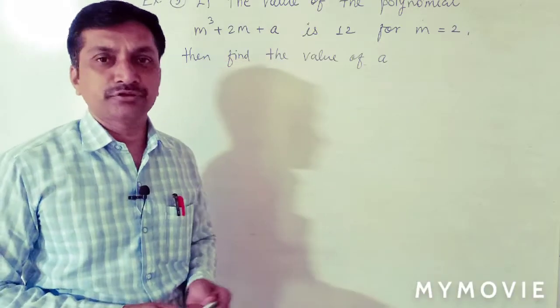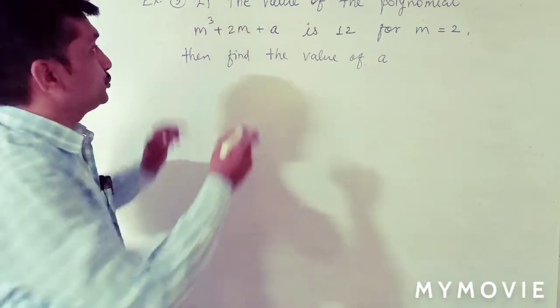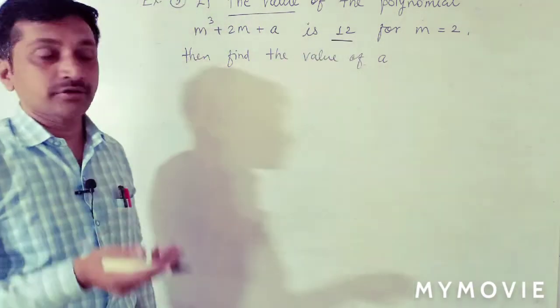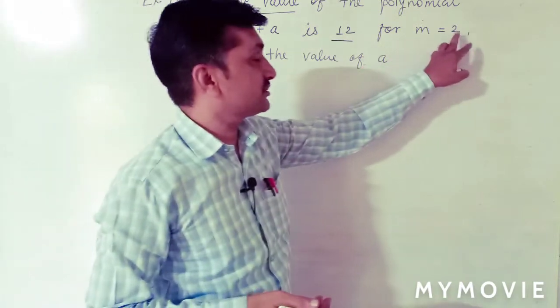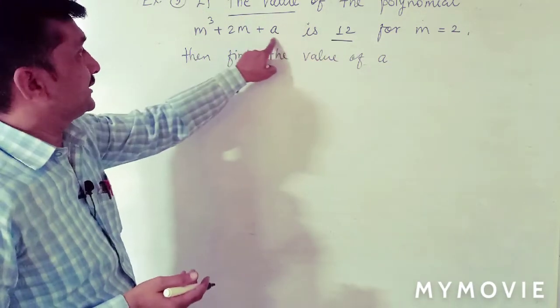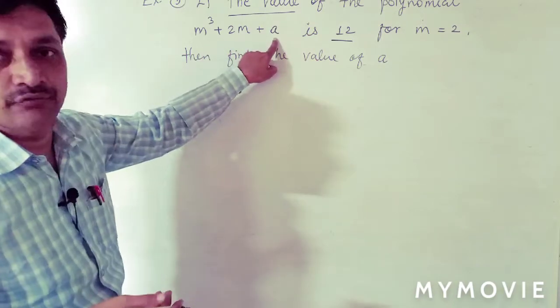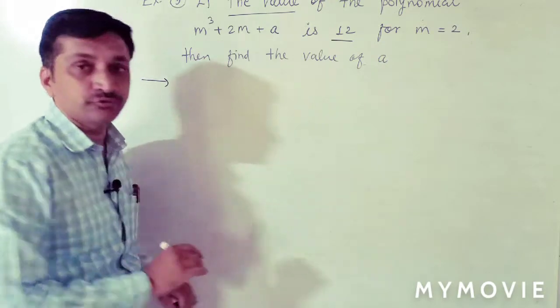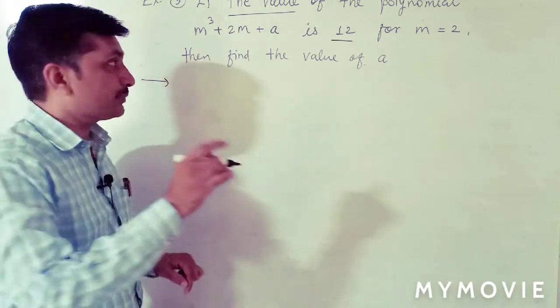Now example number 3. If the value of the polynomial is 12, now here the value is already given for m is equal to 2, then find the value of a. A is one term in the polynomial here. This value we have to find. But the value of the polynomial is already given there. We don't have to find the value. We have to find the value of a.